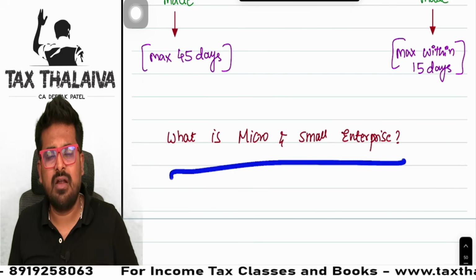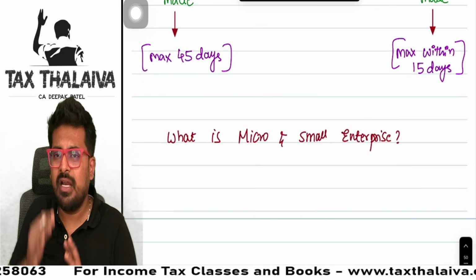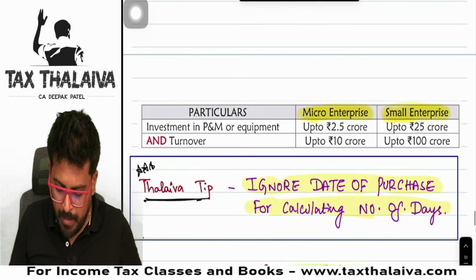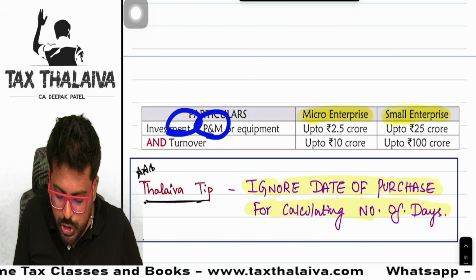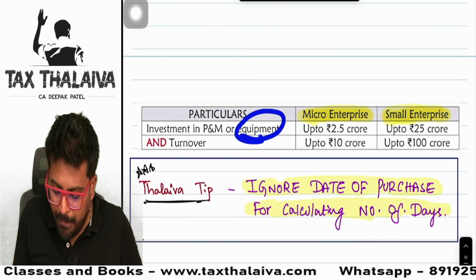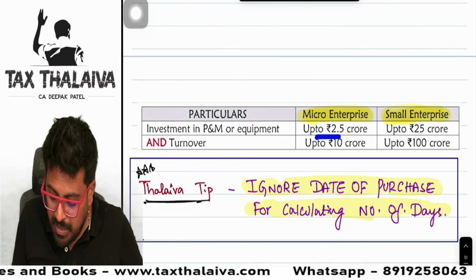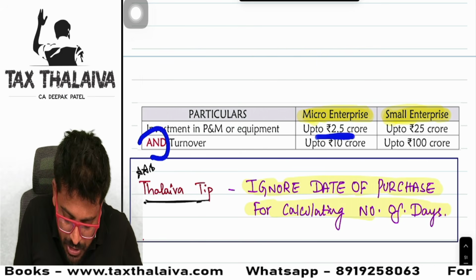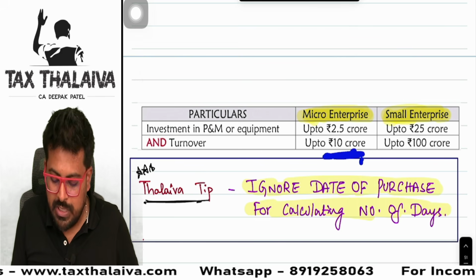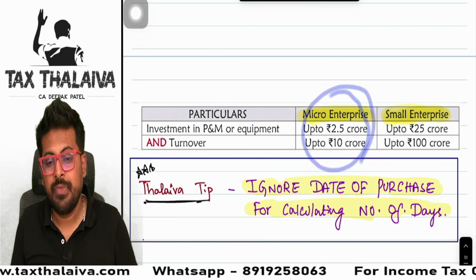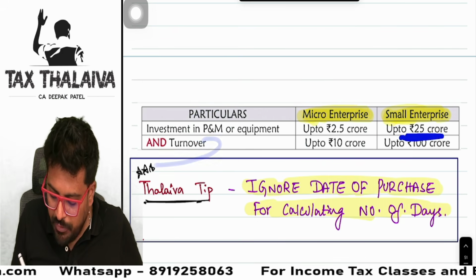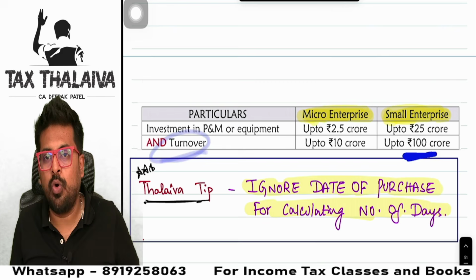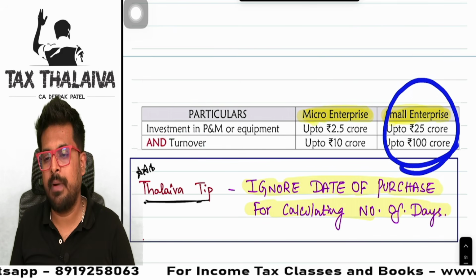What is an MSE, sir? How will I find out whether the vendor is an MSE or not? If the investment in plant and machinery or equipment of the enterprise is up to 2.5 crores and turnover is up to 10 crores, then it is a micro enterprise. But if the investment in plant and machinery is up to 25 crores and the turnover is up to 100 crores, it is a small enterprise.